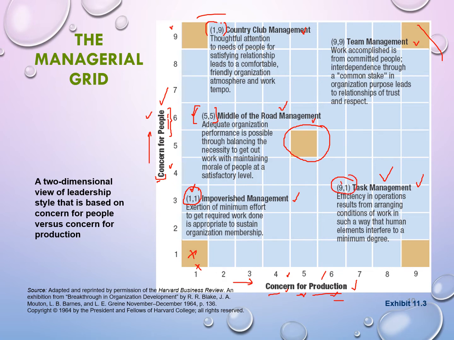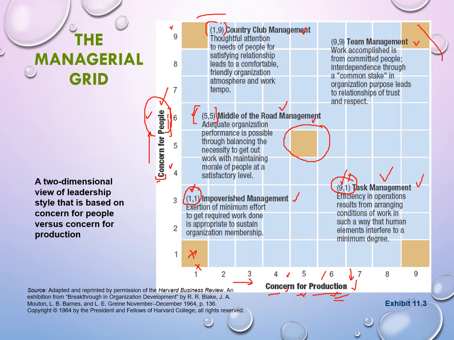So 9 concern for production on the x-axis, and 1 concern for the people or employees on the y-axis. Okay, so task management leadership style is a style whereby the leader has a very high concern on production. The leader is very concerned on task. He gives tasks to employees and keeps following up and checks whether employees complete on time or not.